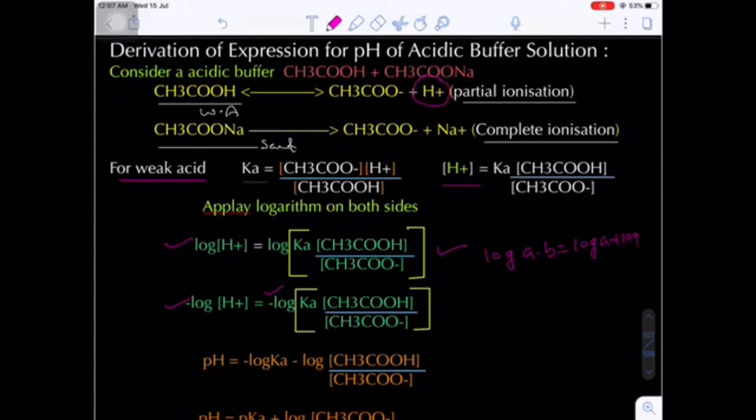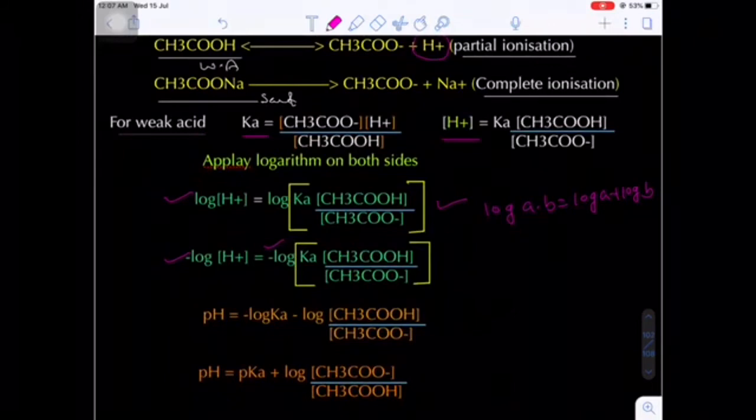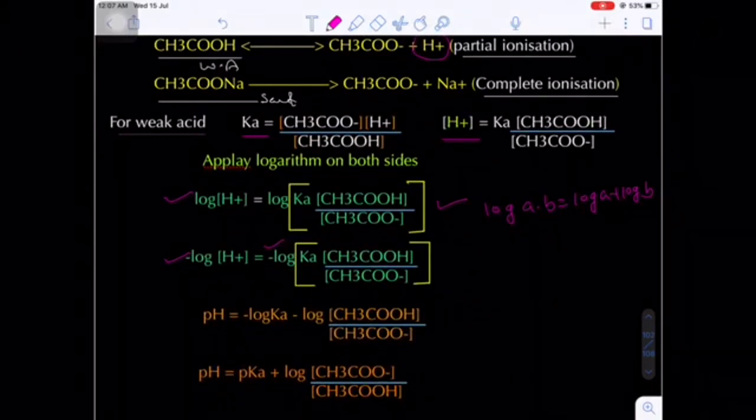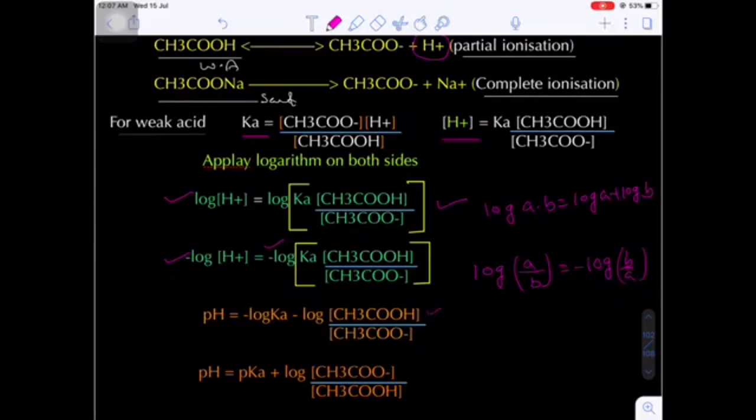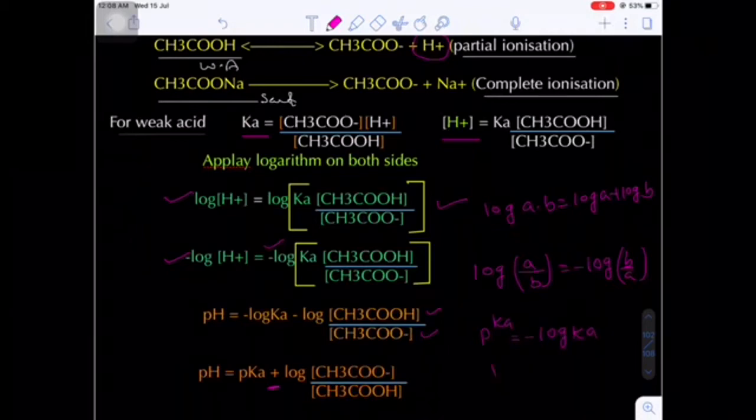Okay, do you know the log property? Log of A into B will be equal to what? Log A plus log B. So log of Ka into acetic acid concentration by acetate ion concentration, I am writing log of Ka plus log of acetic acid concentration by acetate ion concentration. So minus is there. Now do you know log of A by B will be equal to minus log of B by A. If you interchange the numerator and denominator, the sign will change. Now here, acetic acid and acetate ions, what I am doing? Interchange, so bring the minus outside, minus of minus will get plus.